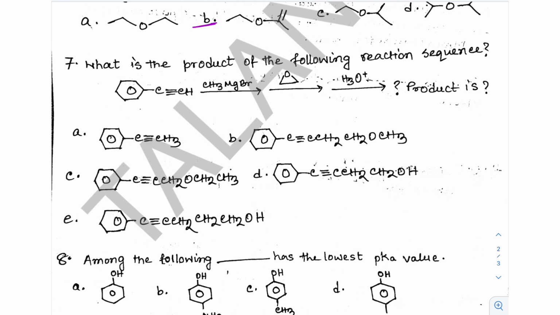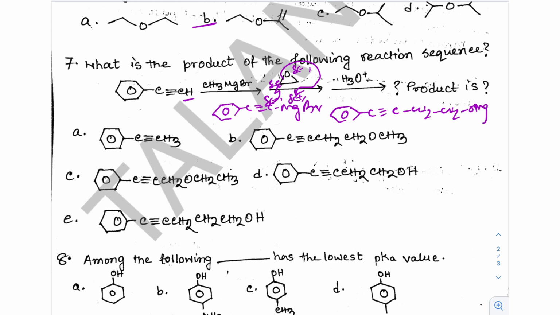Next, what is the product of the following reaction sequence? This is acidic hydrogen. When it reacts with CH3MgBr, methane is produced, and as a side product we'll get C triple bond C MgBr. So this Mg is delta plus and C delta minus, oxygen delta minus, and this carbon delta plus. So this will attack over here, the sigma bond will open and it will take up the MgBr. So what will be the fate? We'll get C triple bond C CH2OMgBr. Then after H3O plus, the OMgBr will be hydrolyzed to OH. So option D is the correct answer.